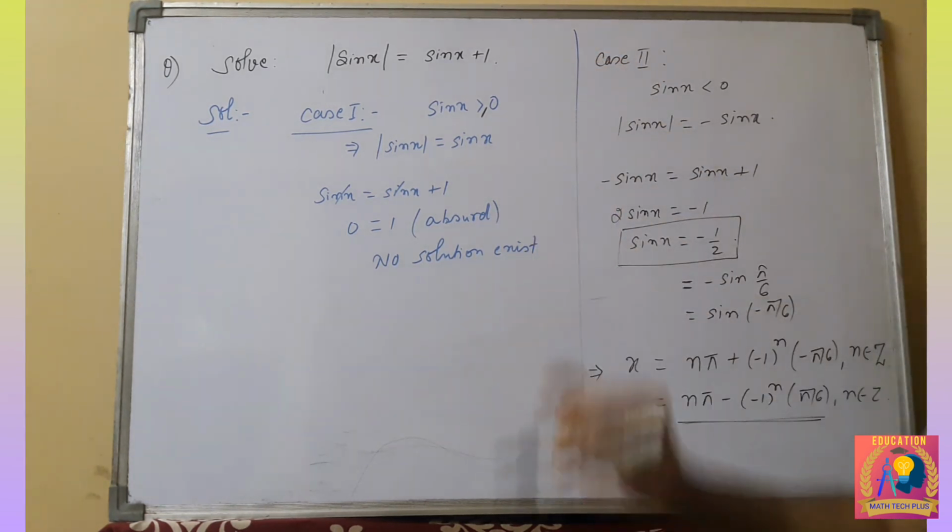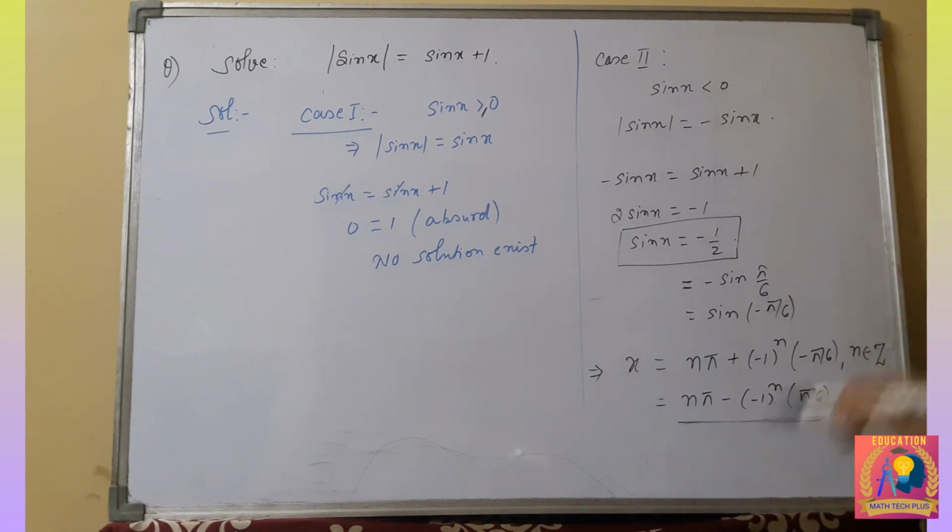Case 1, no solution exists. Case 2, solution does exist, and that too infinitely many solutions exist.